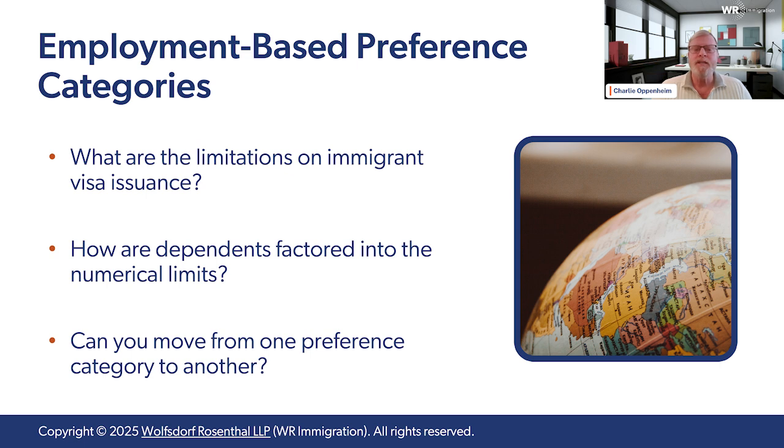A dependent is considered part of the visa case. So if there is a principal applicant who has a spouse and 2 children, that requires the use of 4 numbers. The spouse and 2 children are using visa numbers against the annual limit along with the principal applicant.